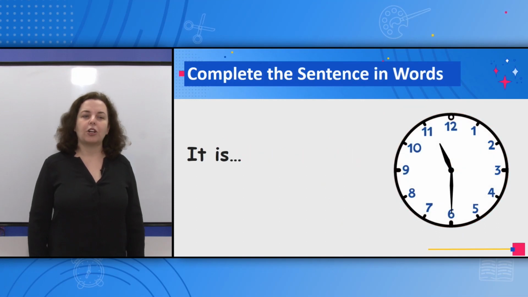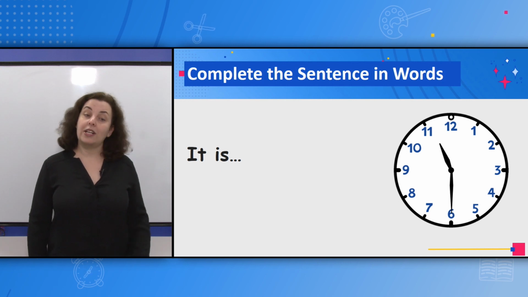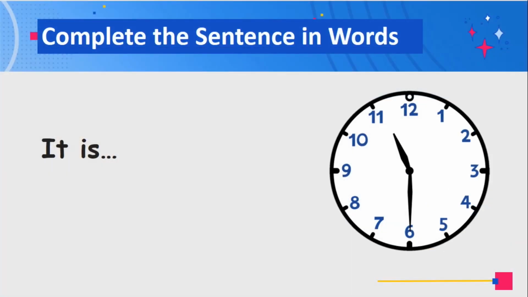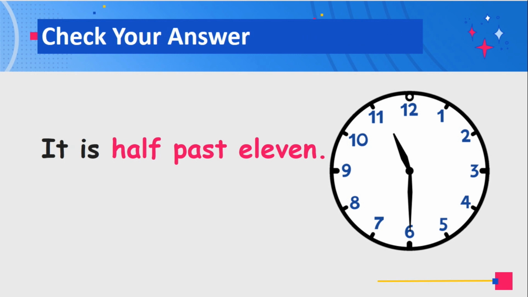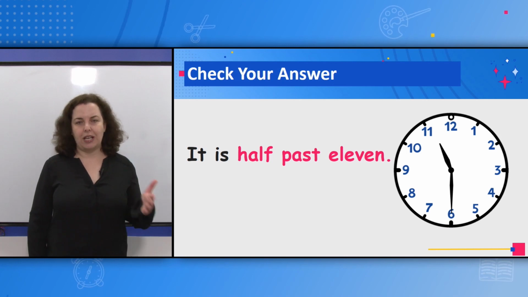One more. Complete the sentence in words, not in numbers, in words. What time is it? So you see, the small handle is on 11 and the long one is on 6, which is 30, right? What time is it? Perfect. It's half past 11, or you can say 11:30. Half past 11.